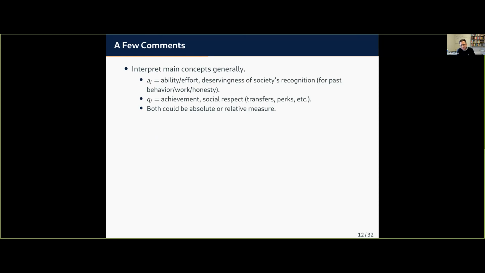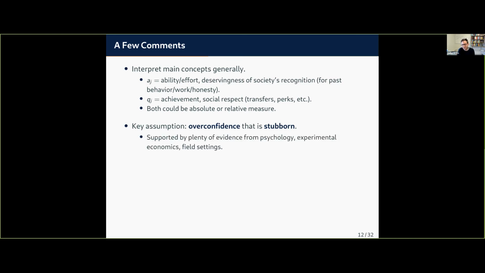Let me make a few comments. We think of these concepts as being quite broad. For example, you can think of A as ability, deservingness, essentially how well you should be doing in society or how well you think you should be doing. And Q is the achievement, how successful you are in society. The key assumption we are making throughout the paper is that you are stubbornly overconfident in your ability or deservingness, and there's a ton of evidence for this assumption. We are going to study the consequences, and not why it is that you think you're more deserving than other people think you are.